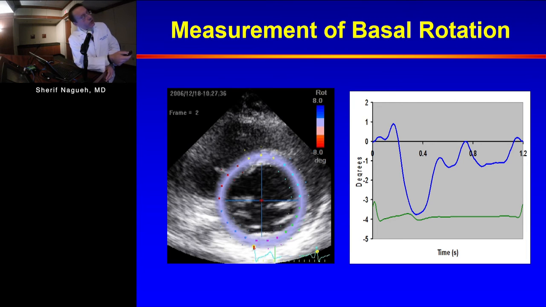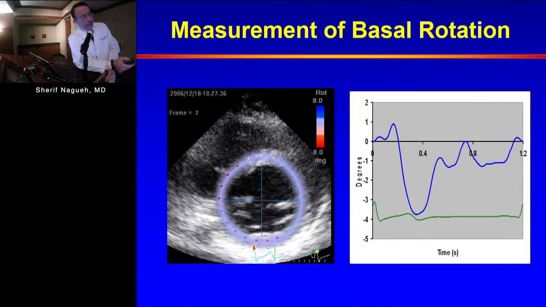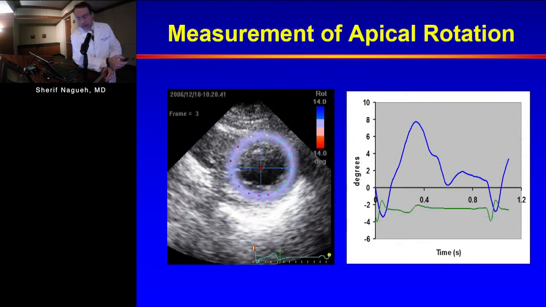Basal rotation starts with a nudge counterclockwise, but then the major rotation is happening clockwise and has a negative value. For the apex, it is the other way around.